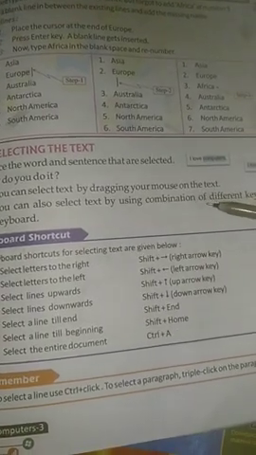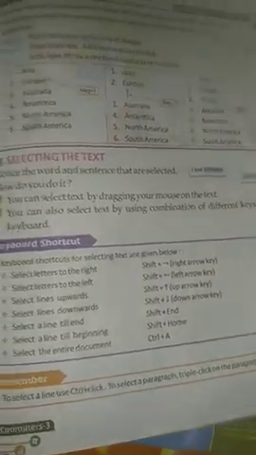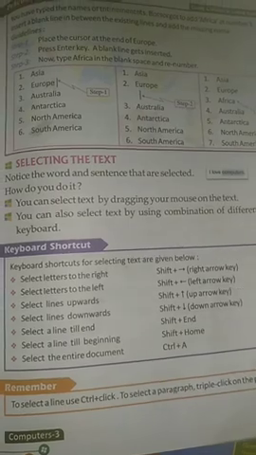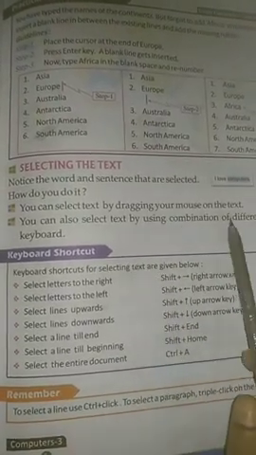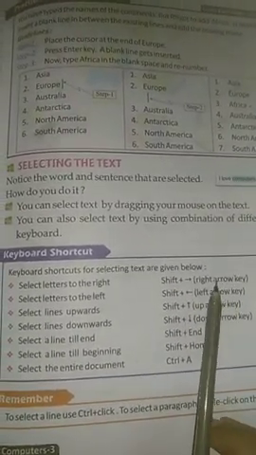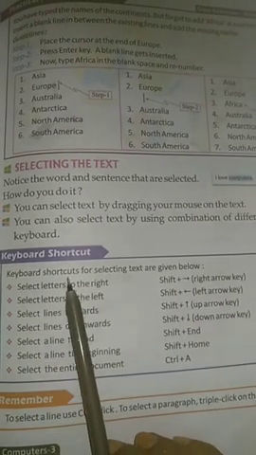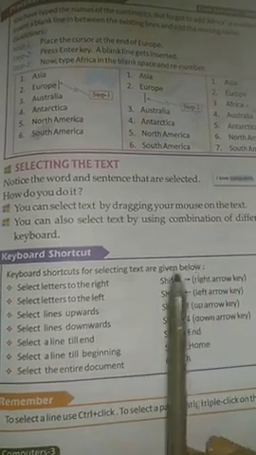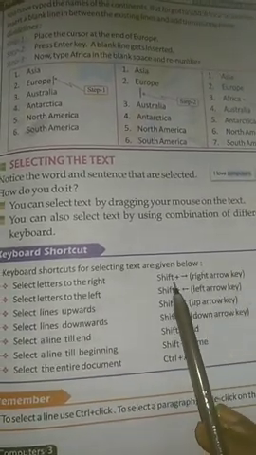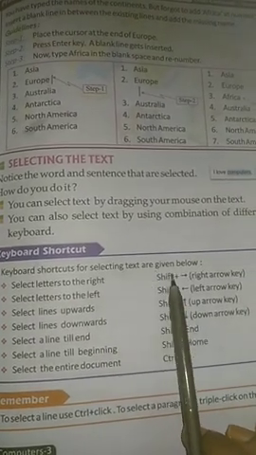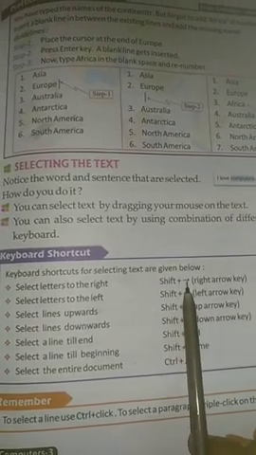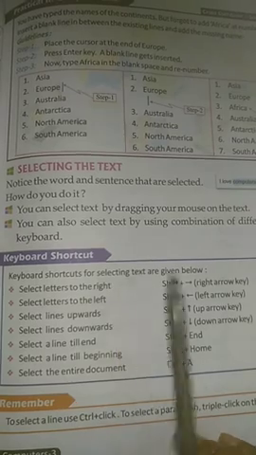You can also select text by using a combination of different keys on your keyboard. Okay, there are some more combination keys, keyboard shortcuts you can say. Some of the keyboard shortcuts are given here, you have to remember them. They are very useful. Keyboard shortcuts for selecting text are given below. Select letters to the right. If you want to select letters to the right side, you have to press Shift plus Right arrow key.